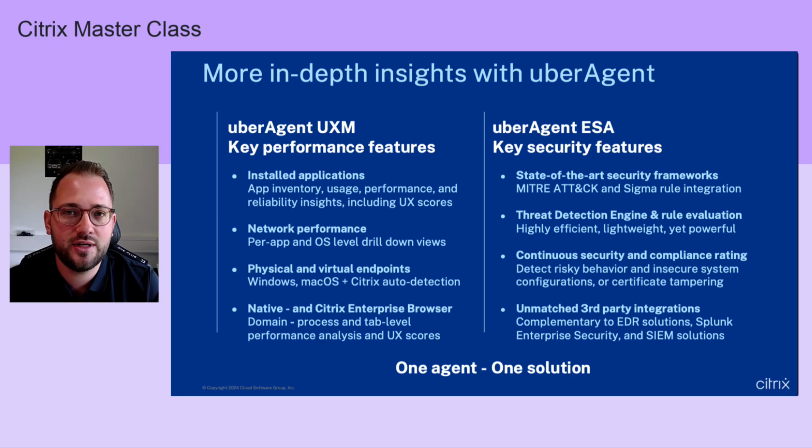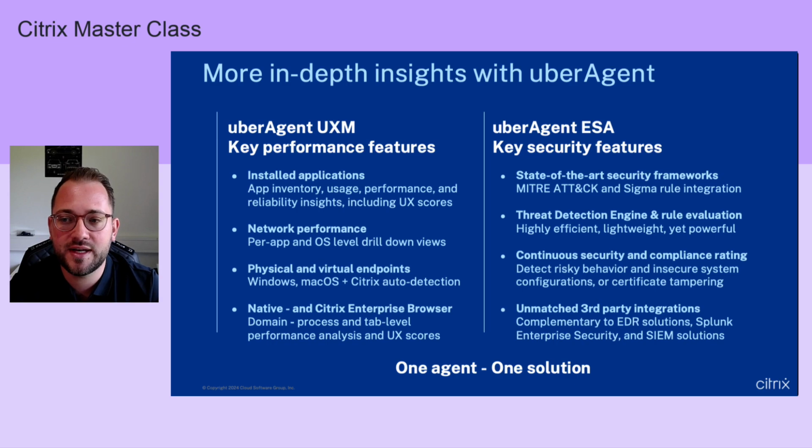On the right-hand side, you can see uberAgent ESA, the endpoint security analytics component, which is built on top of UXM's metrics and extends the use case to endpoint security. With ESA, we are addressing multiple relevant areas for endpoint security. The first one is risky behavior. uberAgent ESA sheds light on risky behavior caused either by users or applications with its threat detection engine. This feature is a rule-based approach to identify exactly this risky behavior. So basically, you're informed when the agent identifies one of the predefined events.